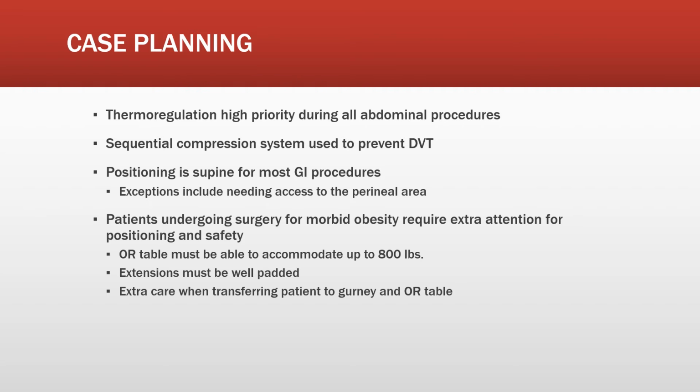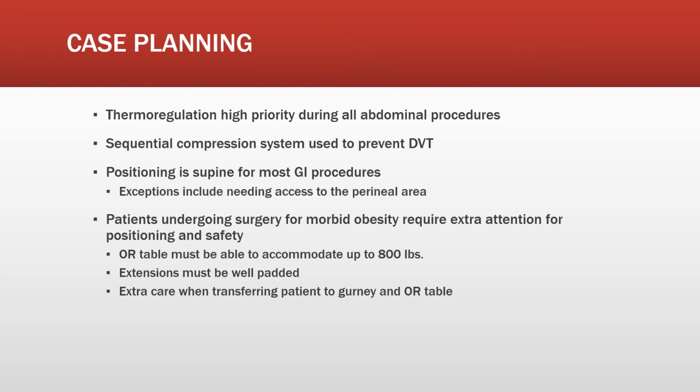And patients undergoing surgery for morbid obesity require extra attention for positioning and safety as well. The OR table needs to be able to accommodate up to 800 pounds. That is usually written and labeled somewhere on the operating room table, or they will be at your facility's front desk. So it is important for us to know exactly how much weight each of our tables and pieces of equipment can accommodate. It's pretty much everyone's job in the OR to know those things when it comes to patient safety.